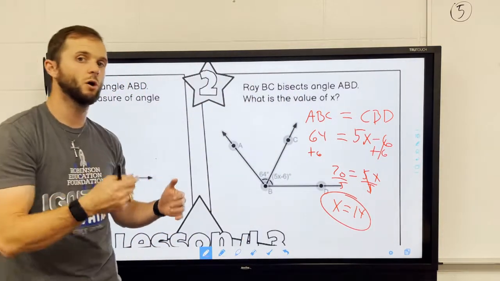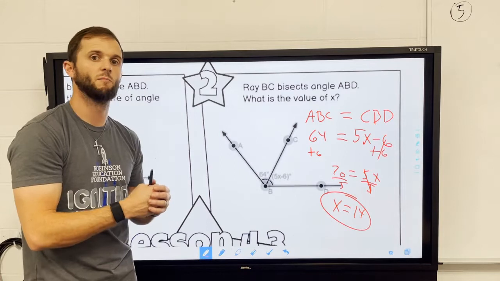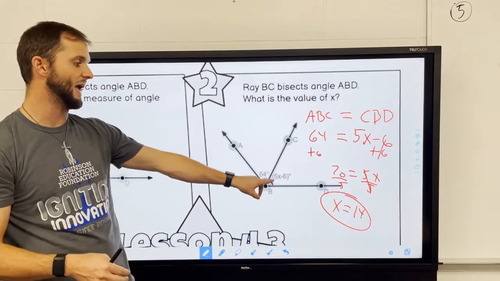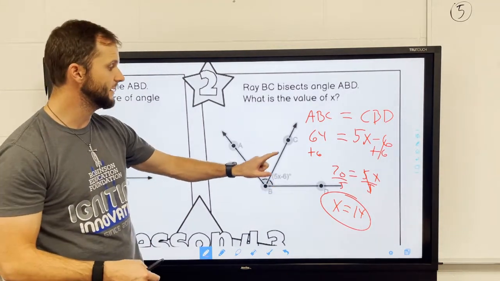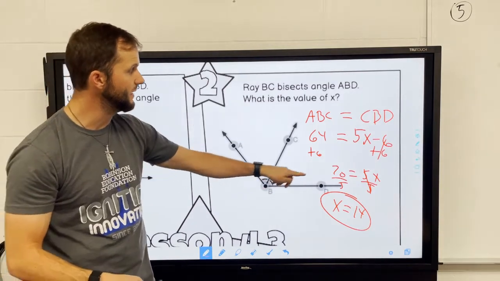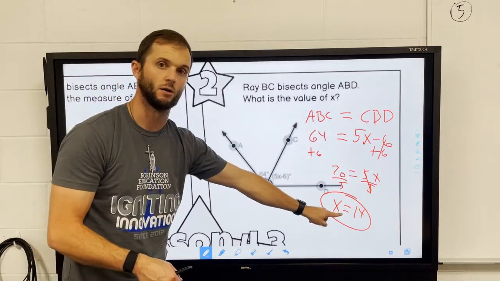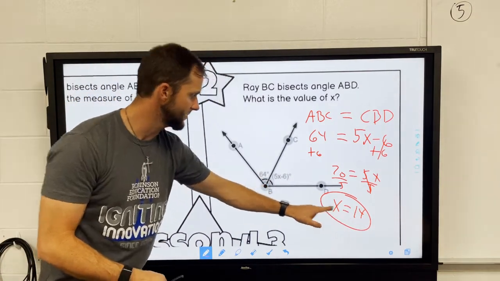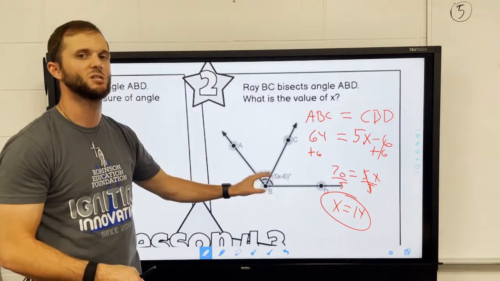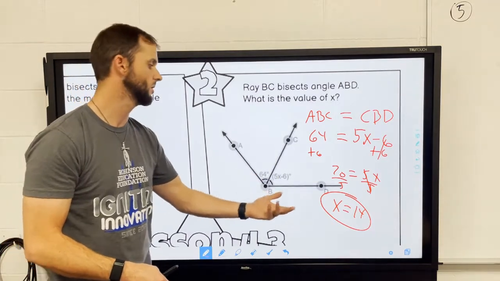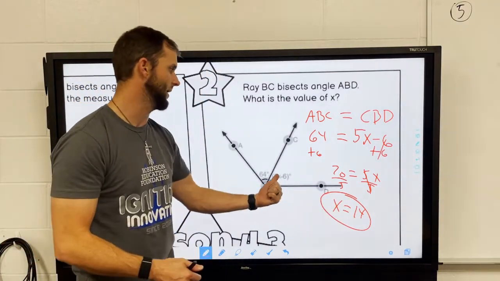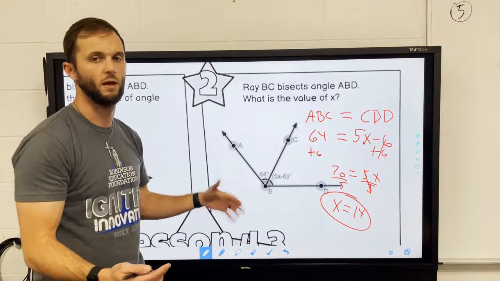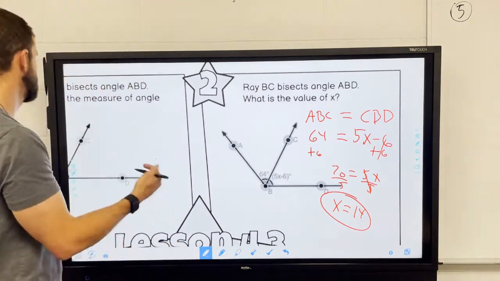Now just so you know, on your skill check, there might be something asking you for the actual angle. If I needed to know the actual angle of CBD, here it's asking for x, so that's the answer. But if it was asking for CBD, I would have to take x and plug it back into my expression to get the actual measurement, which, if I plug 14 back in here, would equal 64 anyway, because they're equal anyway. Let's go to example number 3.